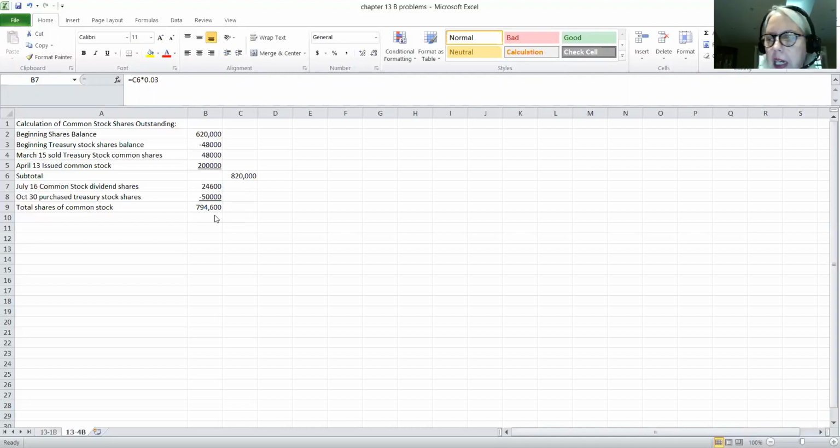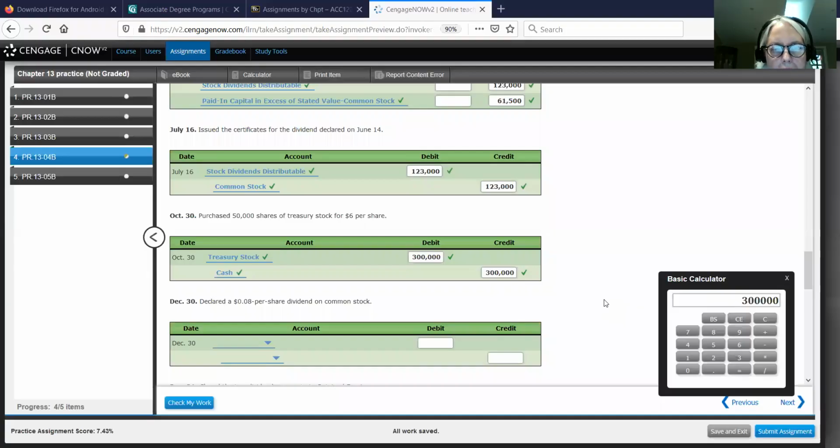This amount right here, the 794,600, you need in order to calculate the amount of your cash dividends. So 794,600 is important. Write that down in your notes, and then we're going to stop sharing this. I'm going to go back to Cengage, and we're going to resume our journal entries.